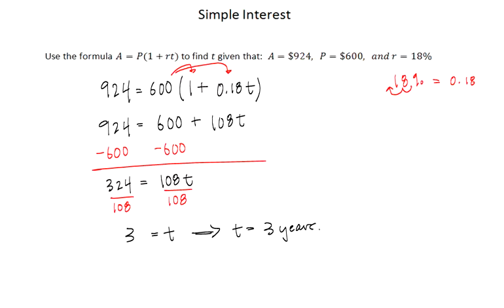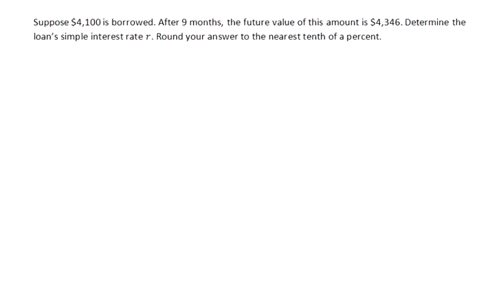Okay, let's do a second example. The second example reads, suppose $4,100 is borrowed. After 9 months, the future value of this amount is $4,346. Determine the loan's simple interest rate R. Round your answer to the nearest tenth of a percent.